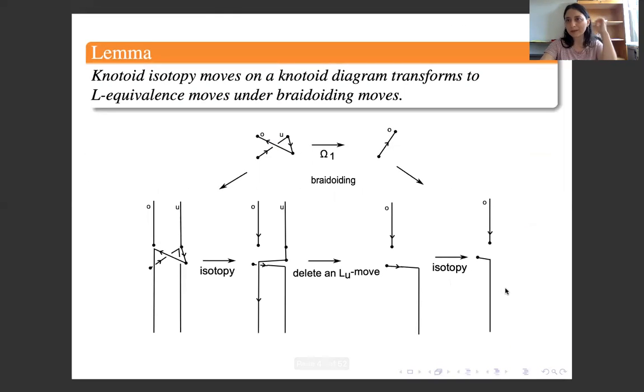And let's go to the proof of the statement. I will just show that under the first Reidemeister move, we will obtain L equivalent diagrams when we apply the braidoiding move on our knotoid diagram. So the lemma states that knotoid isotopy moves on a knotoid diagram transform to L equivalence moves under braidoiding moves.